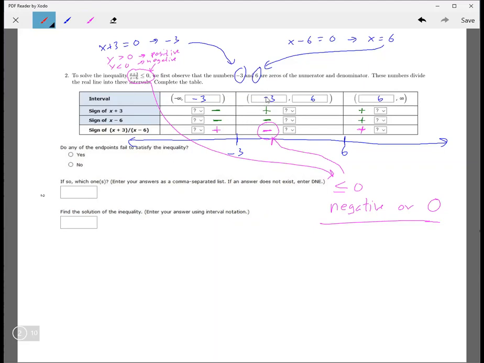If you're at the negative 3 endpoint, then this makes the numerator 0, and the whole thing is going to be 0, which is less than or equal to 0. So that one's fine. But the 6 makes the denominator 0, and that just messes everything up. So the 6 fails to satisfy the inequality, because when you plug 6 in, the expression's not even going to be defined. So, of course, it's not going to satisfy the inequality.